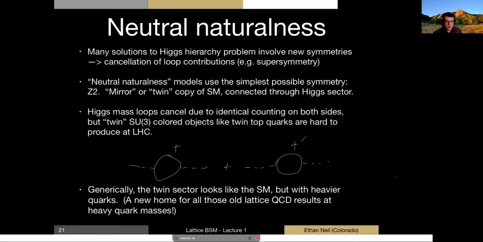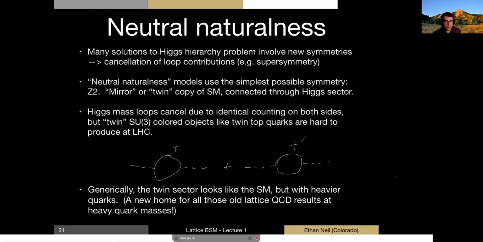So these models get a decent amount of interest from the phenomenology side. I think they're really interesting from the lattice point of view because generically this is a twin sector. It looks almost exactly like the standard model. In general, because of the difference between the Higgs vacuum expectation values, the twin Higgs will have a heavier VEV, and so there'll be heavier quarks on the twin side. But otherwise, it looks like a copy of the standard model, and you have a copy of QCD at low energies, just with heavier quarks, right?